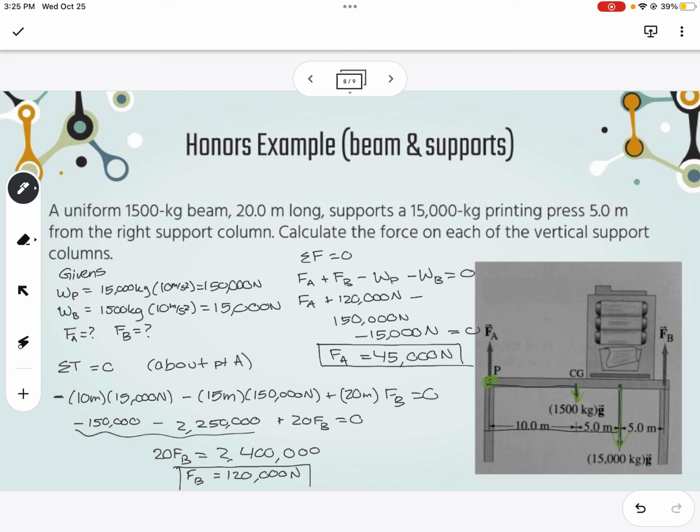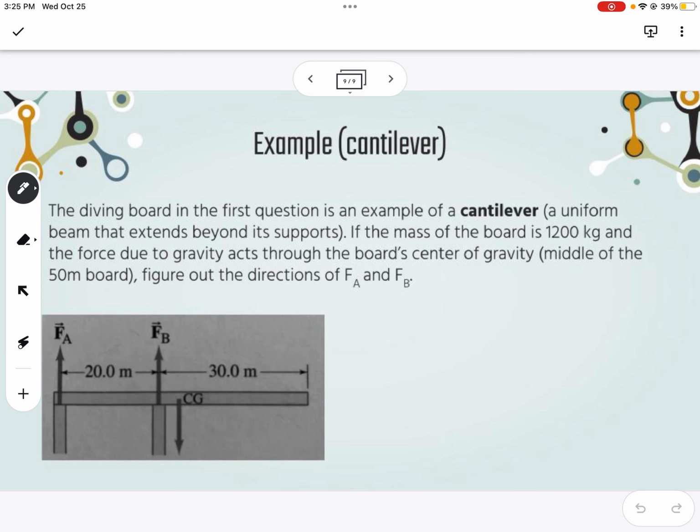I have one final example for you all. That's the last thing you have to do today. And this example is going back to that diving board example from the first problem. A diving board is an example of a cantilever, a uniform beam that extends beyond its supports. There's lots of different things that are cantilevers. Maybe even in this room you could see one or two. I don't know if you're in 220. If you are, even the flag is kind of an example of a cantilever, kind of, sort of.